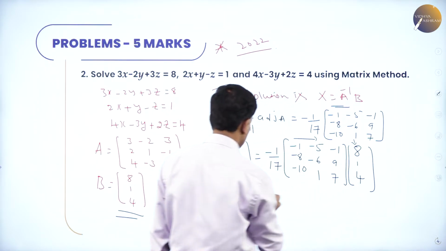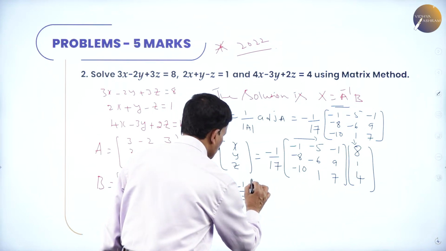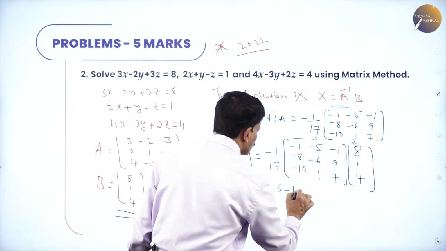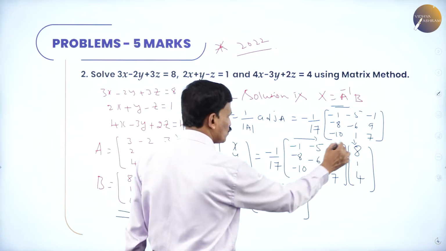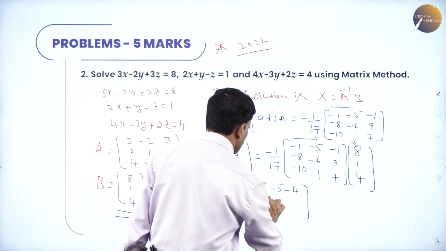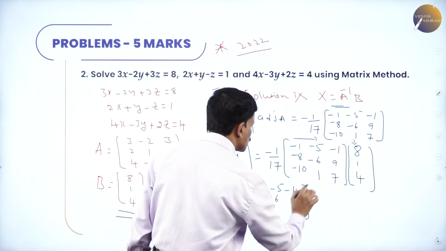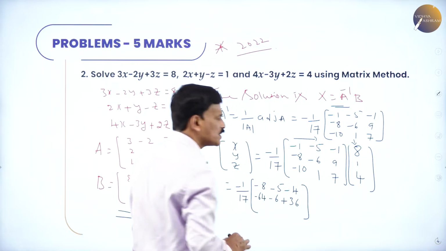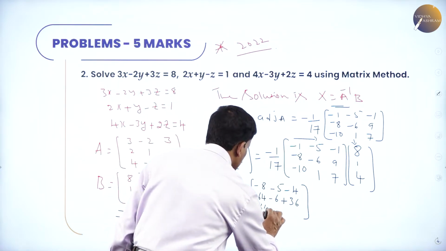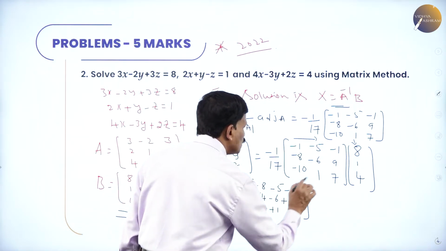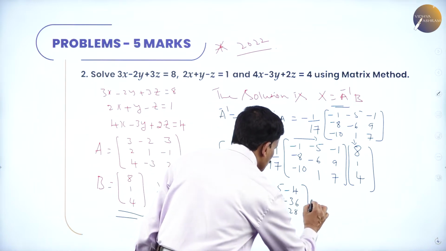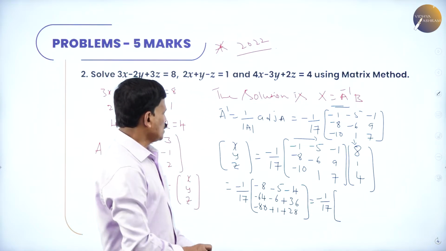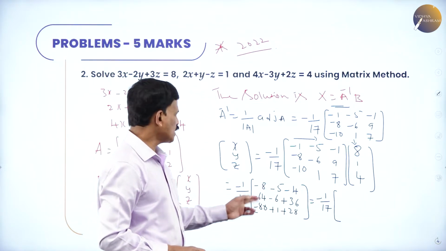Now multiply this. Matrix multiply. First row, first column. That's it. So minus 1 over 17 into 8 ones are 8, minus 8, minus 5 ones are 5, minus 4 ones are 4. Second row: 8 eights are 64, minus 64, minus 6 ones are 6, plus 9 into 4, 36. Next, minus 10 into 8 is minus 80, plus 1 ones are 1, plus 7 fours are 28. So this is equal to minus 1 over 17 times. Now, what is this? Minus 5 minus 4 is minus 9, minus 18.